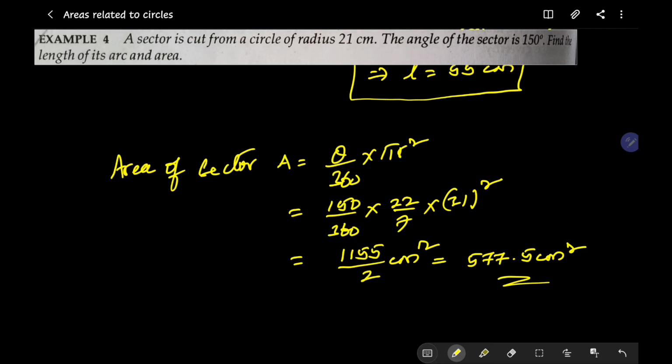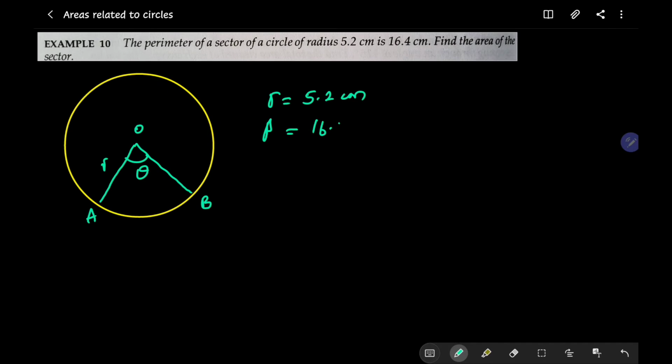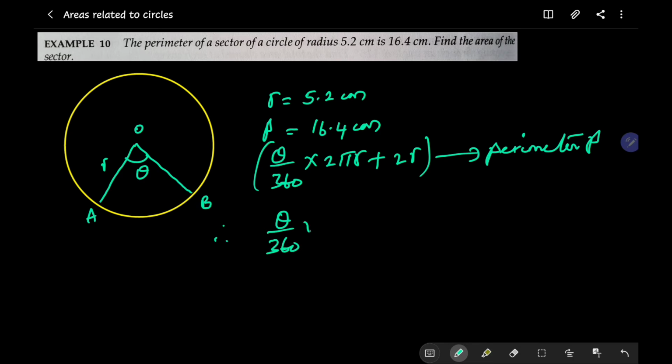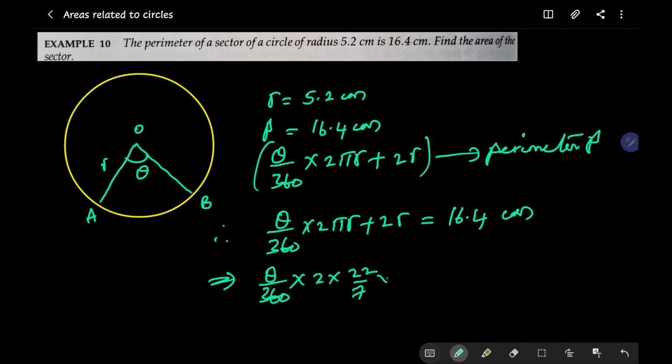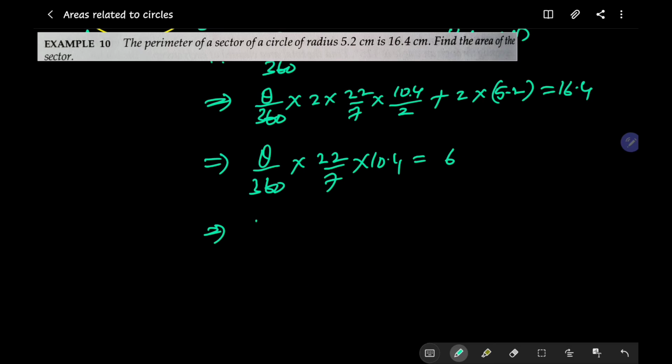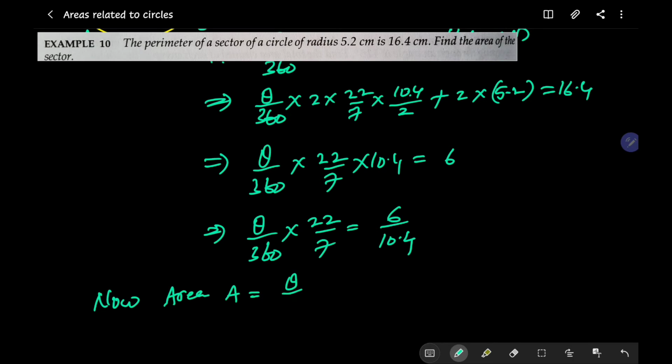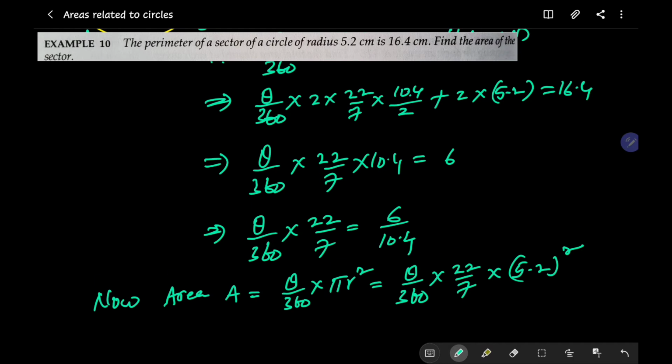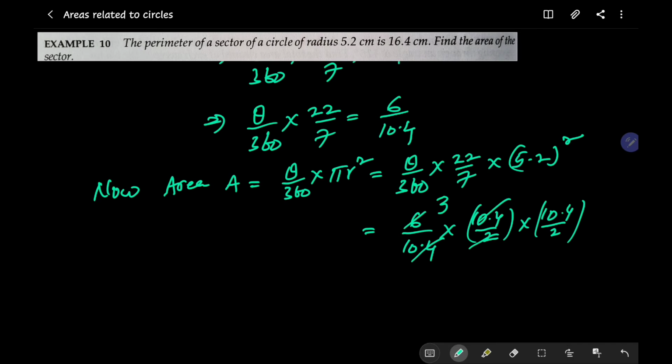In the second problem, the perimeter of the sector is given as 16.4 centimeters. We need to find out the area of the sector. We know the perimeter is theta by 360 into 2 pi r plus 2r, so equate it to 16.4 centimeters and substitute the radius value. Then we'll get the value of theta by 360 into 22 by 7 as 6 by 10.4. Keep it aside and use it later in the area formula. Apply the area of the sector formula and substitute the value 6 by 10.4. Then simplify to get the area as 15.6 centimeter square.